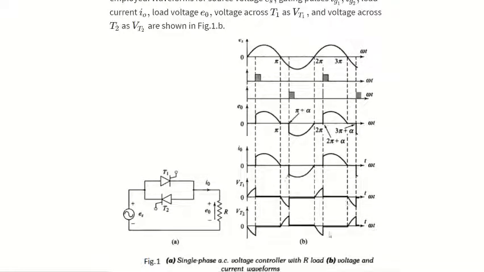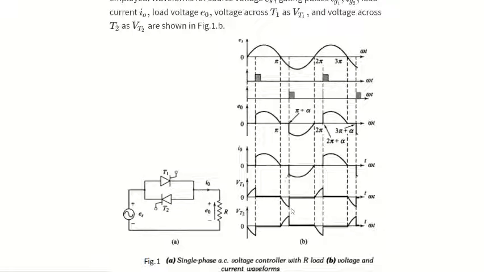The waveforms shown here, please don't get confused. VT1 and VT2, you can imagine these are the voltages measured across these 2 points. All right. So when you measure across these 2 points, it will be like this. From 0 to alpha, the voltage across these 2 points will be similar to the supply applied. After it starts conducting, it will be 0.